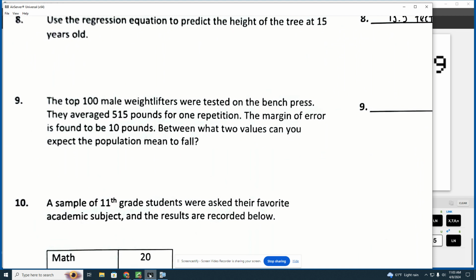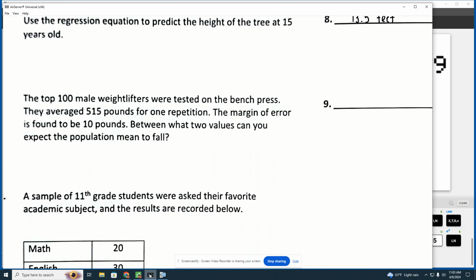Well, if the mean here is 515 and the margin of error is 10, how do I use that 10 to give me wiggle room? You subtract and you add it to 515. So what is 515 minus 10? 505. And what's 515 plus 10? So my value with the 10 pound margin of error is 505 to 525. Can y'all miss that tomorrow on a test?